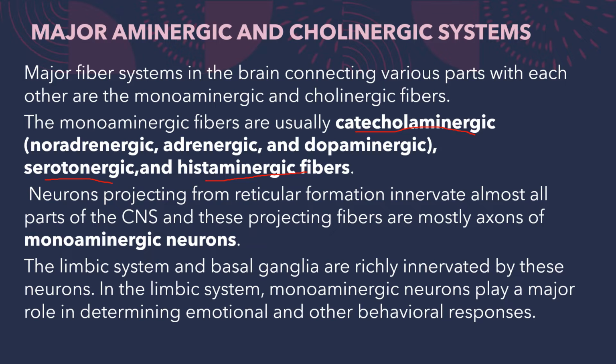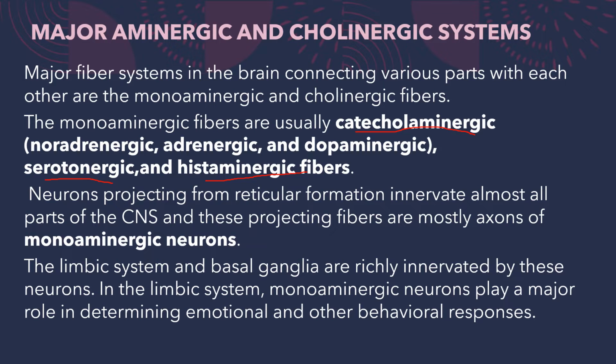Neurons projecting from the reticular formation innervate almost all parts of the CNS, and these projecting fibers are mostly axons of monoaminergic neurons. The limbic system and basal ganglia are richly innervated by these monoaminergic neurons.